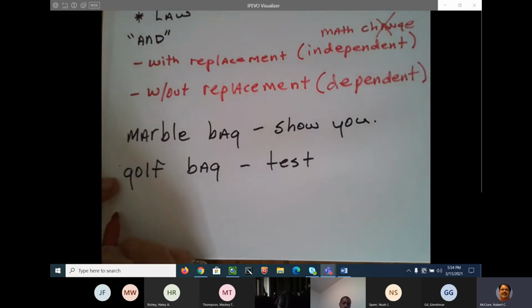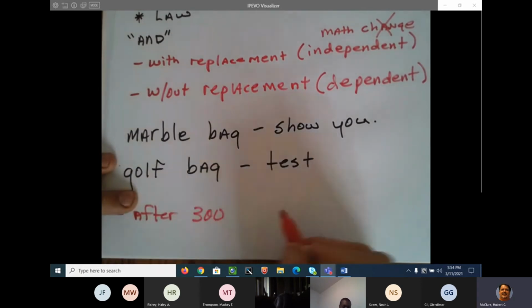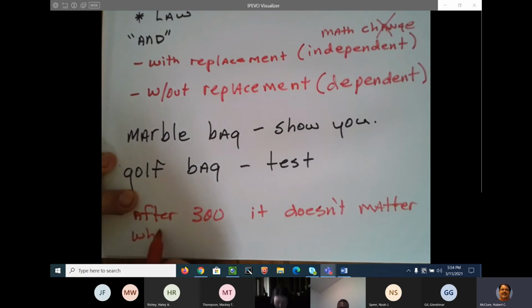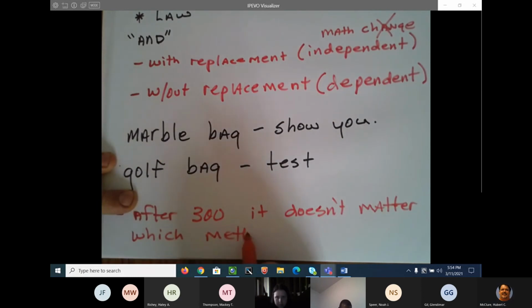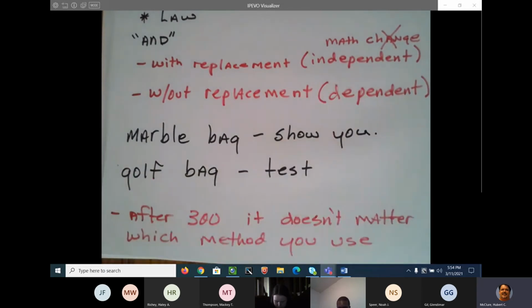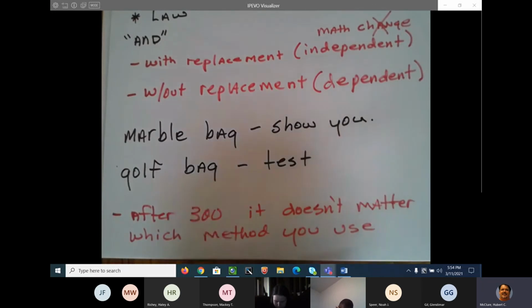Now, there's one other thing I want to tell you. After 300, it doesn't matter which method you use. Okay, and I should have written all that down for you last class. We just didn't go over any problems. Okay, so that's the multiplicative law. That's what I said it was, 5.3.